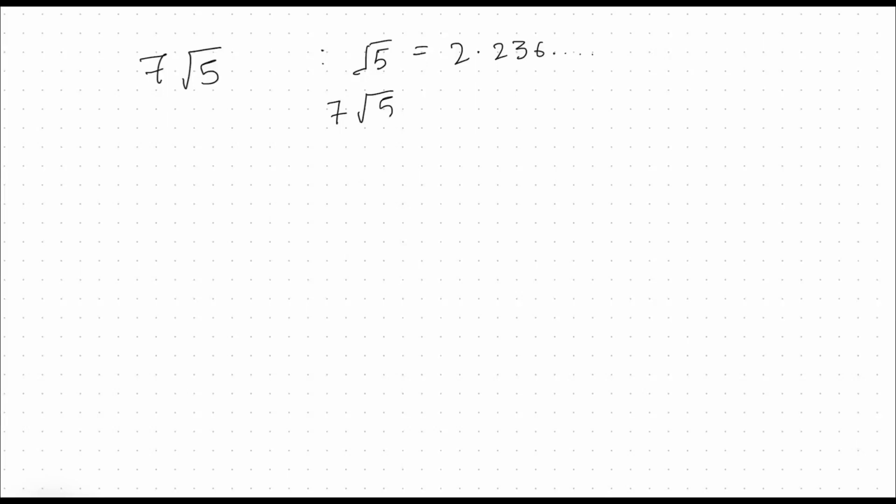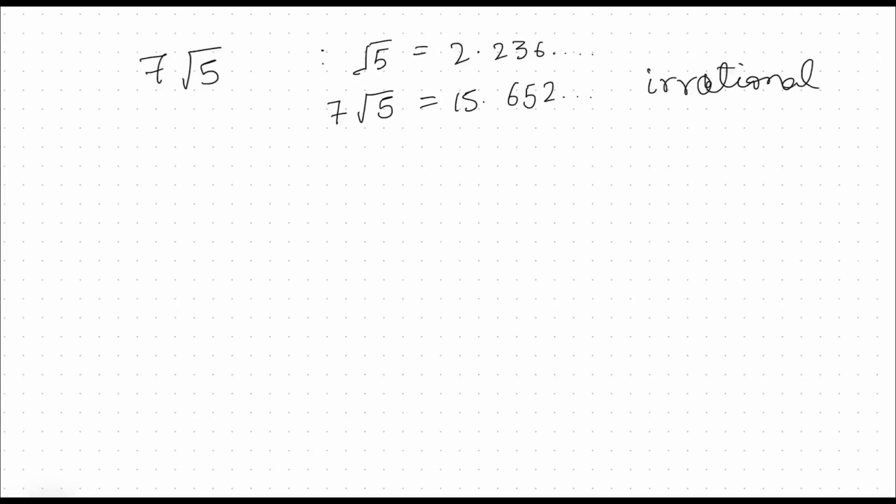You have a number 7 root 5. If we had to determine whether it is irrational or not, we would first look at root 5 and convert it into decimal form. We'll see that it is non-terminating, non-recurring, and thereby 7 root 5 is also non-terminating, non-recurring, and hence this is an irrational number.